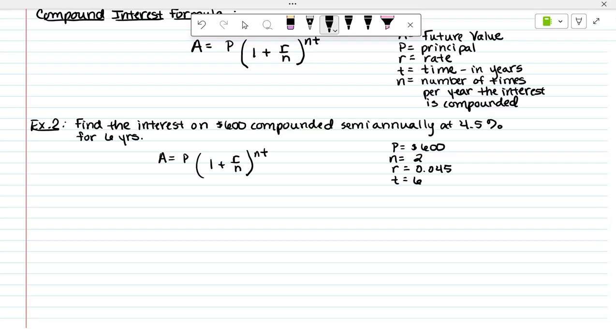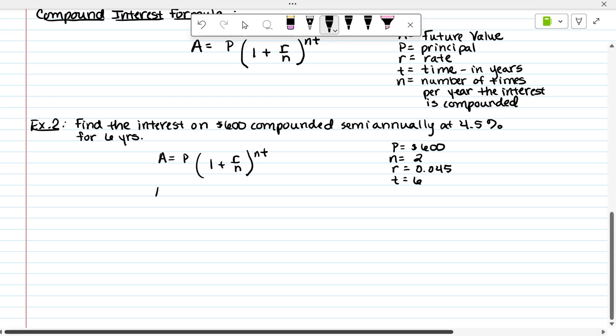So let's start plugging them in. I've got A equals 600 times 1 plus R, which is 0.045 over N, which is 2. All to the NT, so that's 2 times 6.